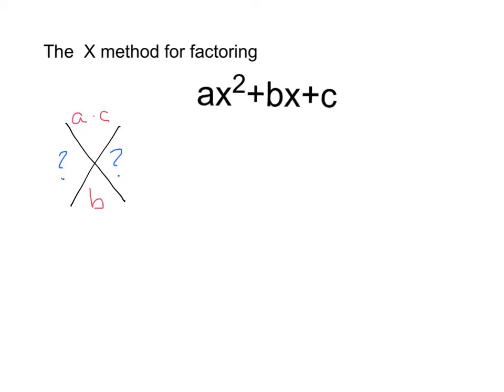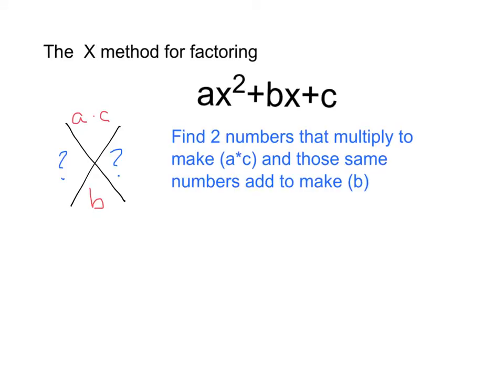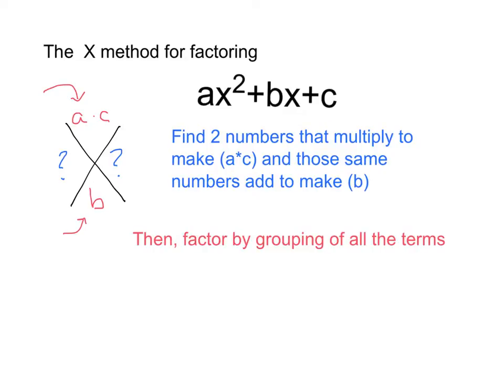And here's what we do. We have to find two numbers that multiply to make the value of A times C in the top, and those same numbers add up to make B, our value in the bottom. Once we've done that, we'll go ahead and factor by grouping all of those terms together in this format.